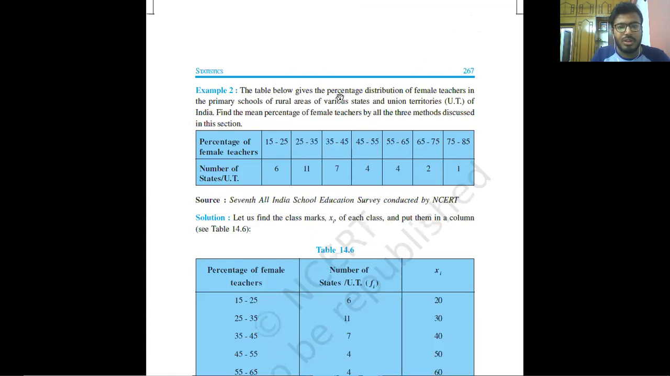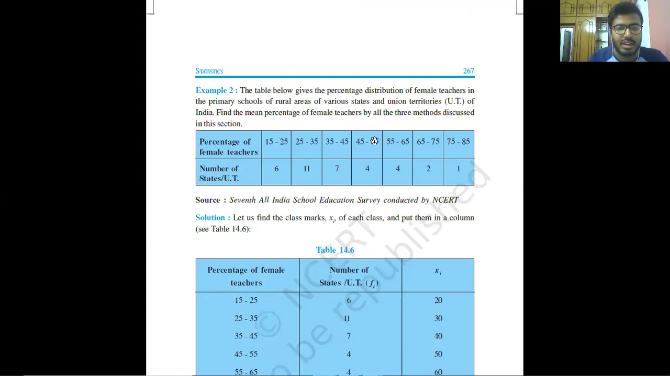See the table given below, the percentage distribution of the female teachers in primary schools of rural areas of various states and union territories of India. Find the mean percentage of female teachers by all the three methods. Okay, understand it? Three methods discussed in this section.